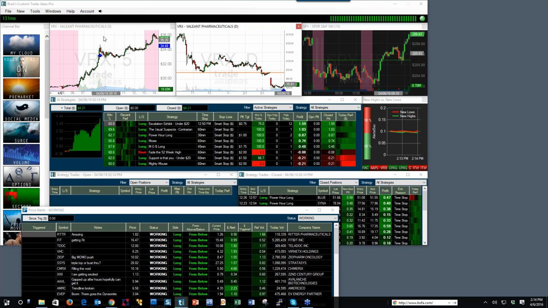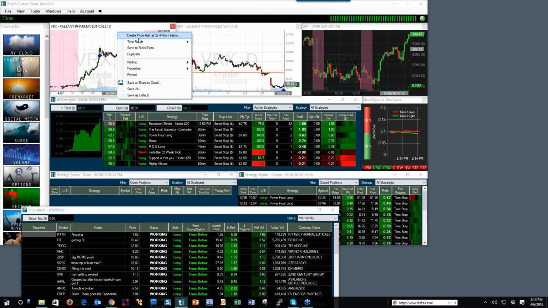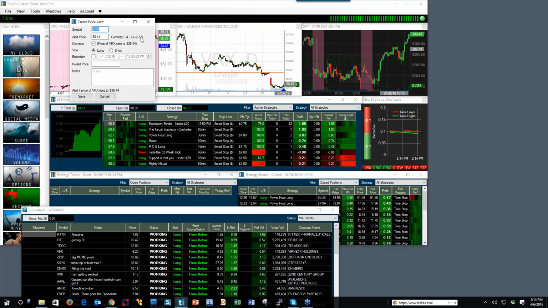I'm going to set 2 of them up so that I don't forget about this particular symbol tomorrow, and I'm going to bookend it. That means I'm going to set a limit alert above the high today, and it really did close pretty well. It ran a little bit after hours, so I want to set a price alert above the after hours high. So I'm going to right-click, create a price alert, and I'm going to use that number.